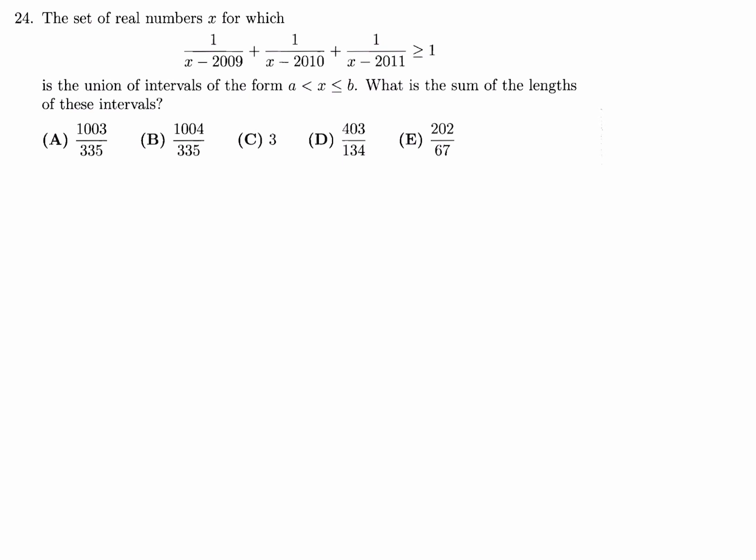The set of real numbers x for which 1 over x minus 2009 plus 1 over x minus 2010 plus 1 over x minus 2011 is greater than or equal to 1 is the union of the intervals of the form x is greater than a but less than or equal to b. What is the sum of the lengths of these intervals? Let us first explain this question with the actual diagram of this inequality.